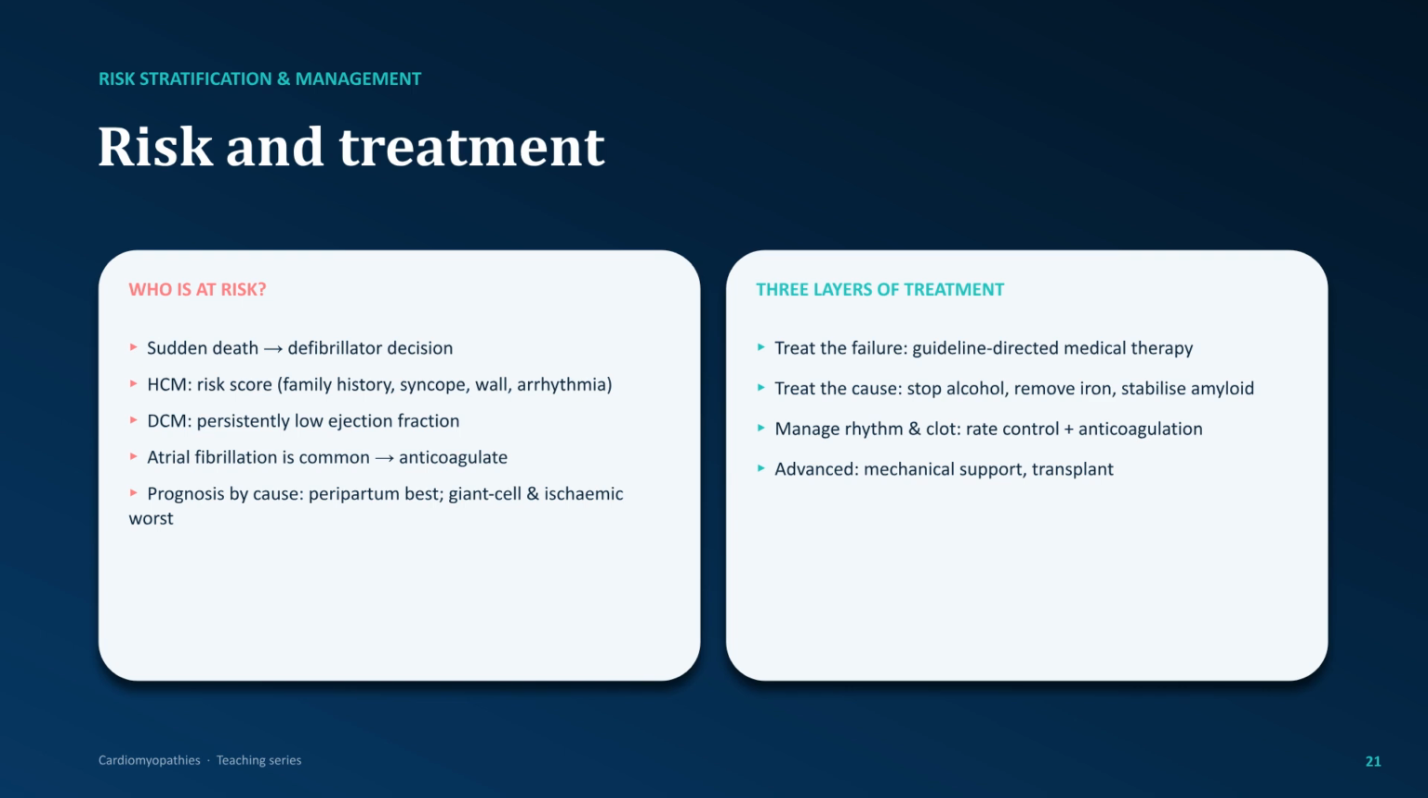Risk stratification focuses on identifying who is at risk of sudden death and who will progress. In hypertrophic disease, specific risk scores guide defibrillator use. In dilated cardiomyopathy, a persistently low ejection fraction is the primary driver. Regardless of the type, treatment targets the heart failure, the underlying cause, and management of rhythm issues and blood clotting.